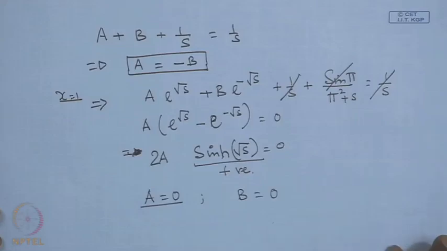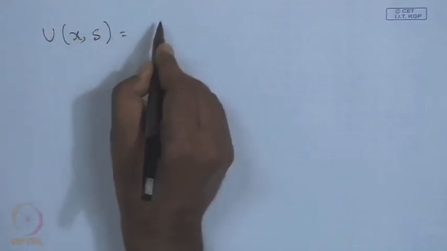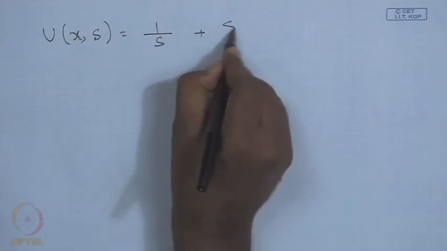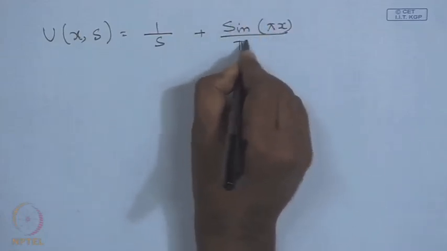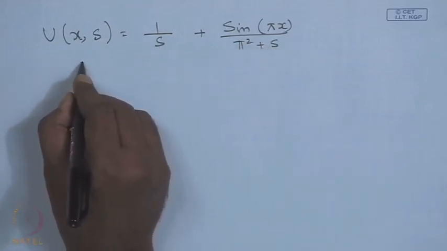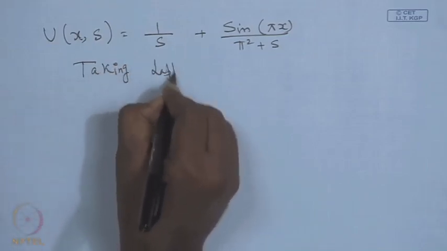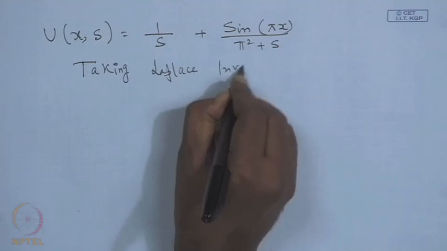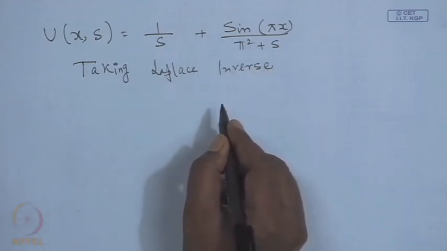Now, therefore, let us look into the final form of the solution of U as a function of x and s, which is equal to 1 over s plus sin pi x divided by pi square plus s. Now, we take the Laplace inverse. Laplace transform being a linear operator, the inverse transform is also a linear operator.